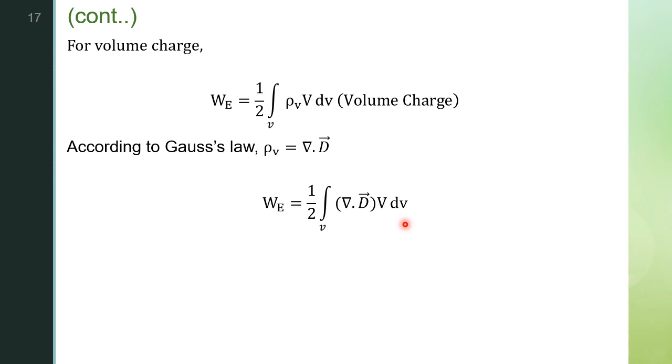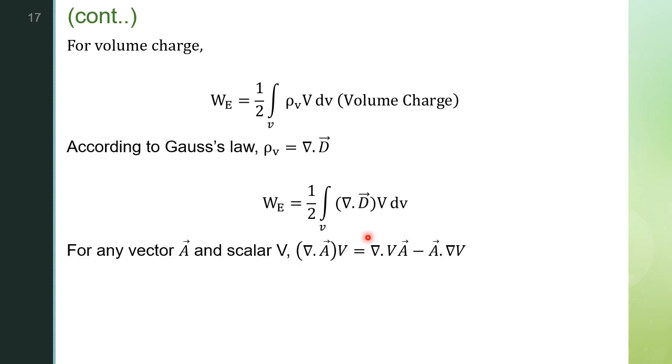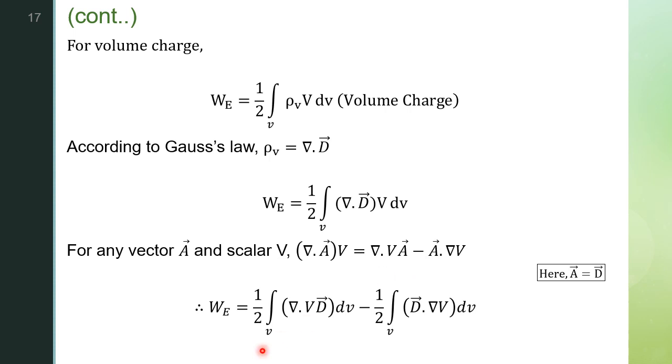Now we have an identity for a vector A and a scalar V: del dot (V A) is equal to V del dot A plus A dot del V. So here we have got an expression similar to the left hand side. Here the vector A is equal to D. So on applying this identity, we will get W_E is equal to half integral over volume del dot (V D) dV minus half integral over volume D dot del V dV. So this is the simplified expression for W_E.